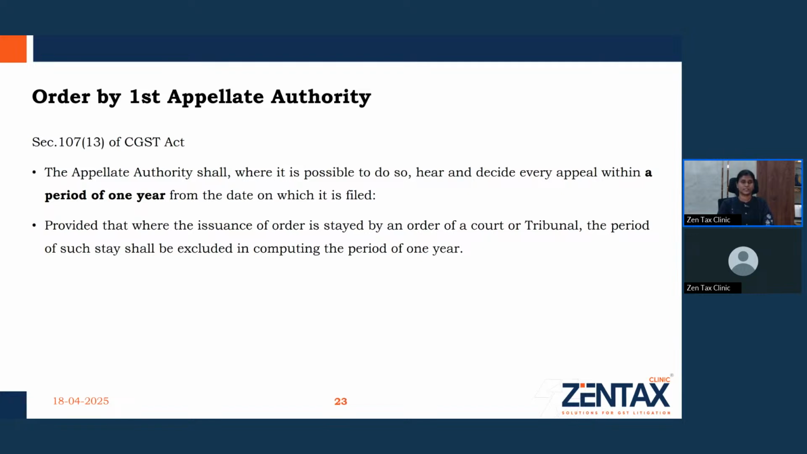Section 107 subsection 13 tells that the appellate authority shall, wherever it is possible to do so, hear and decide every appeal within a period of 1 year from the date on which it is filed. Also, if the issuance of the order is stayed by any court or tribunal, the period of such stay shall be excluded in computing that period of 1 year.